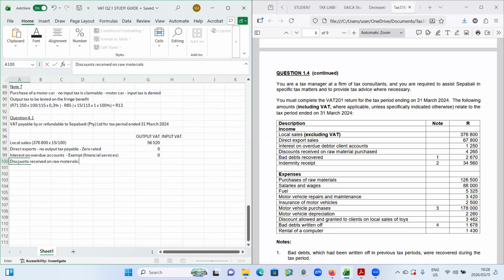So you're saying the vendor was buying from us? The vendor bought some raw materials, and then they got a discount. What are the VAT implications on the discount that they got? So instead of charging more, we charge less. The discount, it's more like they've got output tax implications.